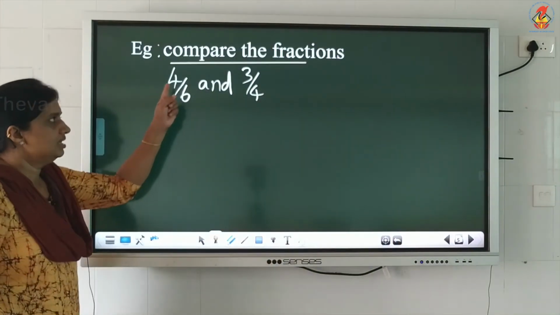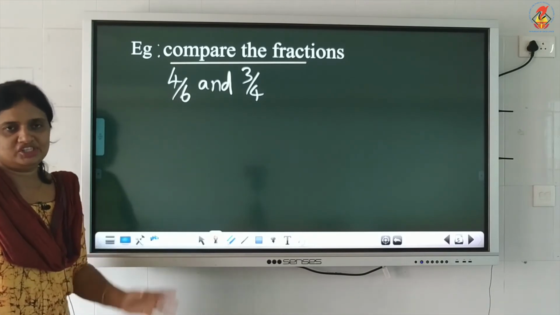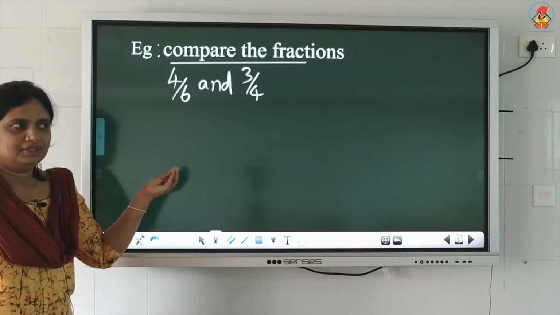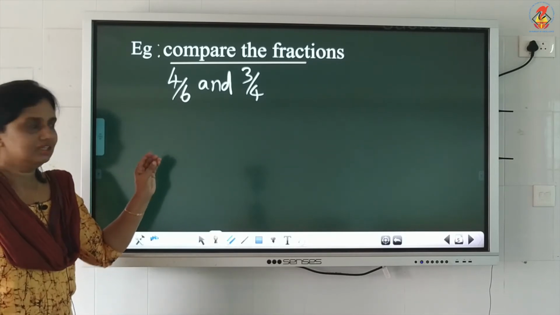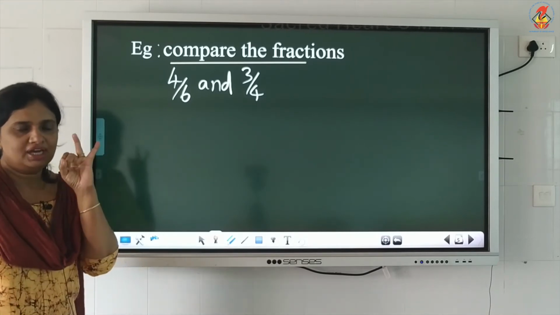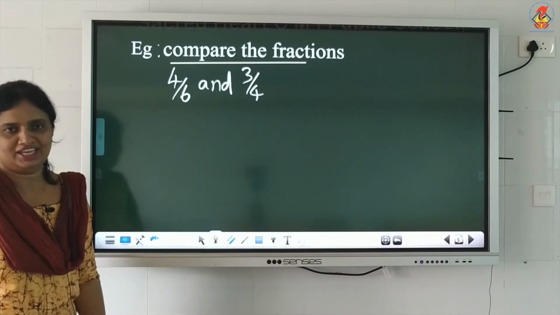First problem is compare the fractions. See which type of fraction this is. First we learned about like fractions, right? It is not a like fraction. Second, I taught you the unlike fractions with the same numerators.